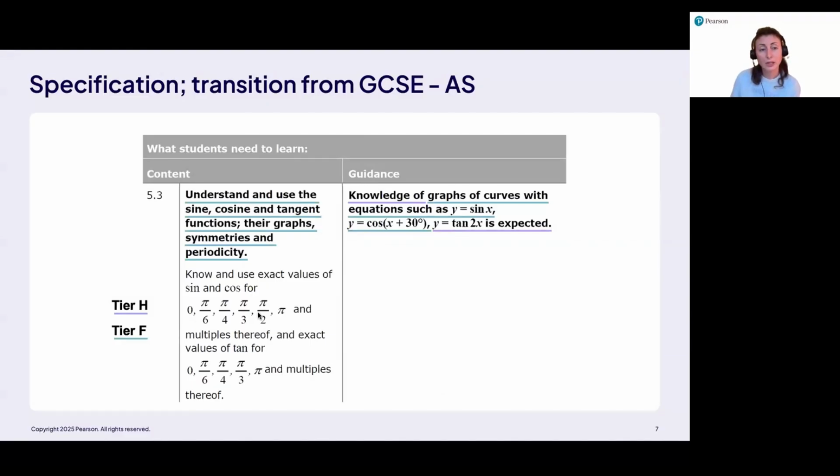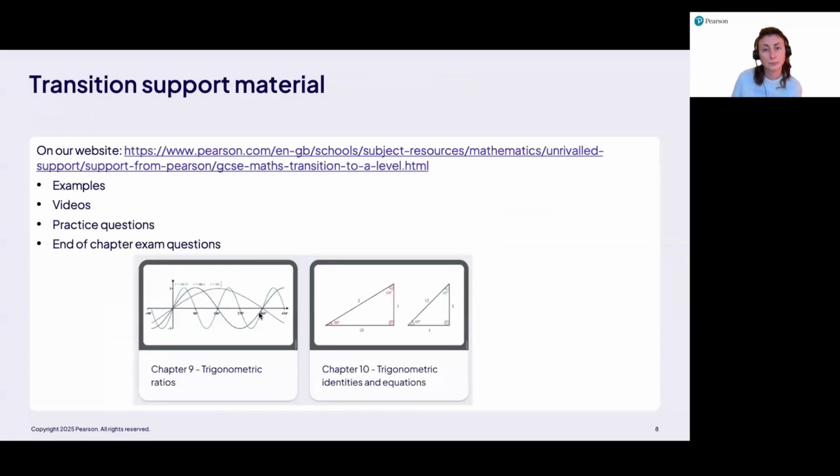Something else from the specification that links to the GCSE, again, we've got bold is AS, and then we've got foundation and higher tier underlined. And so you'll notice the thing that's not underlined is radian measure. So radian measure will be something that's new to your students, and actually it doesn't come up until year 2 or A level. And so there's a link to some transition support material.